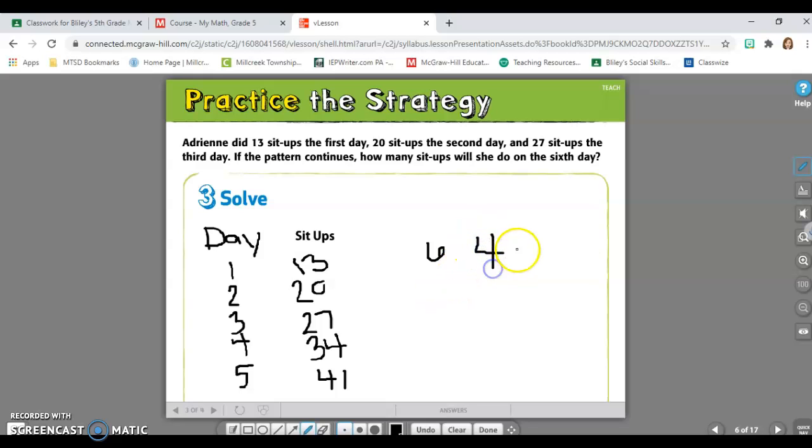So on the sixth day, we can find that she did 48 sit-ups, because each day she's increasing her sit-up count by 7. Each time we're adding 7. Plus 7, plus 7, plus 7, plus 7, plus 7 to get our answer of 48 sit-ups on the sixth day.